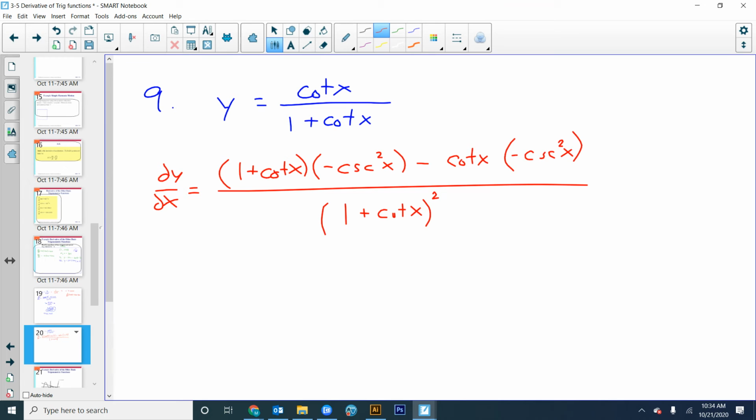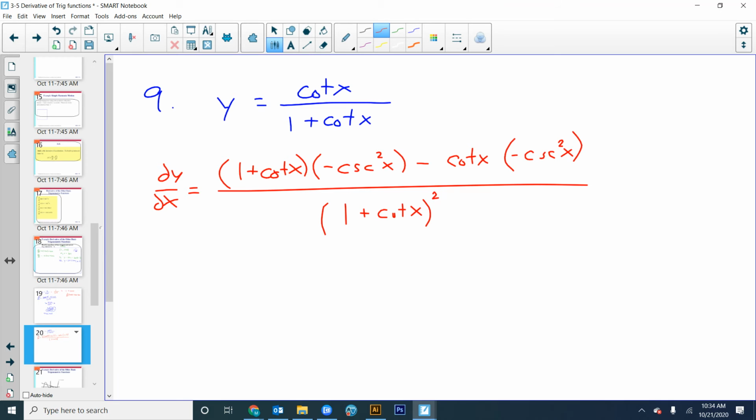And I know I'm not trying to insult your intelligence, but is a power able to be distributed to both terms in the denominator? Can I say this is 1 squared plus cotangent squared x? No. You'd have to FOIL it. I don't want you doing that right now.